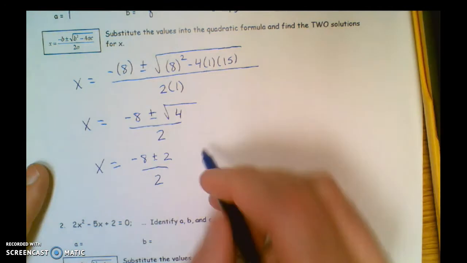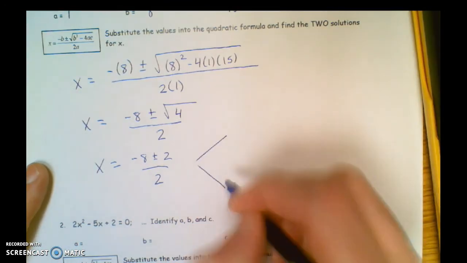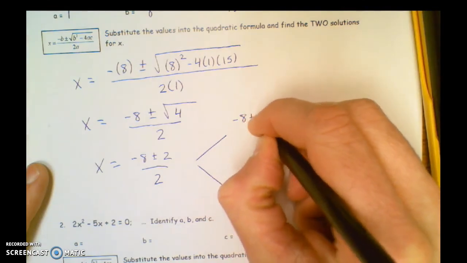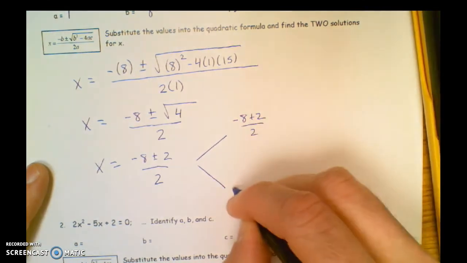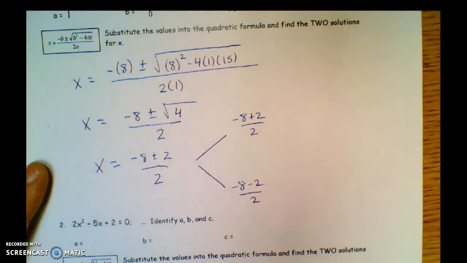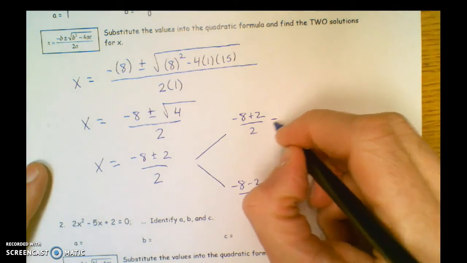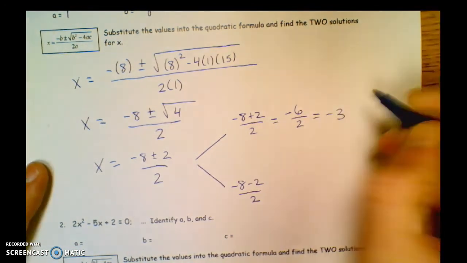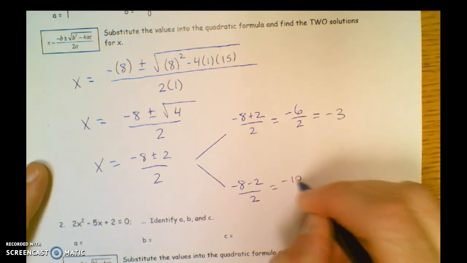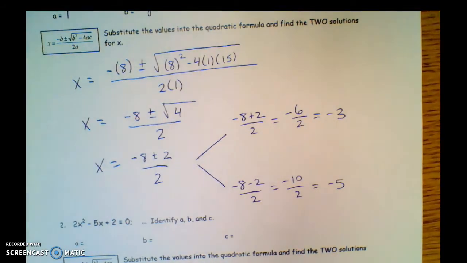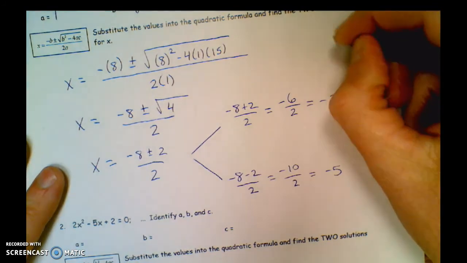Once you get to this last step, this is where you can branch out your problem into two separate problems to deal with this plus or minus. You have negative 8 plus 2 divided by 2, or negative 8 minus 2 divided by 2. So negative 8 plus 2 over 2 is negative 6 over 2, which is negative 3. Here is negative 10 over 2, which is negative 5. So in this case, the two solutions are x equals negative 3 or x equals negative 5.